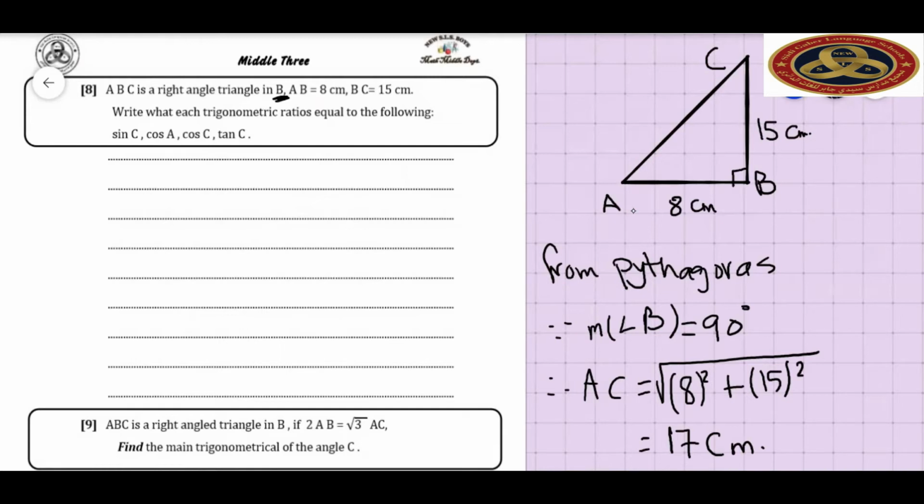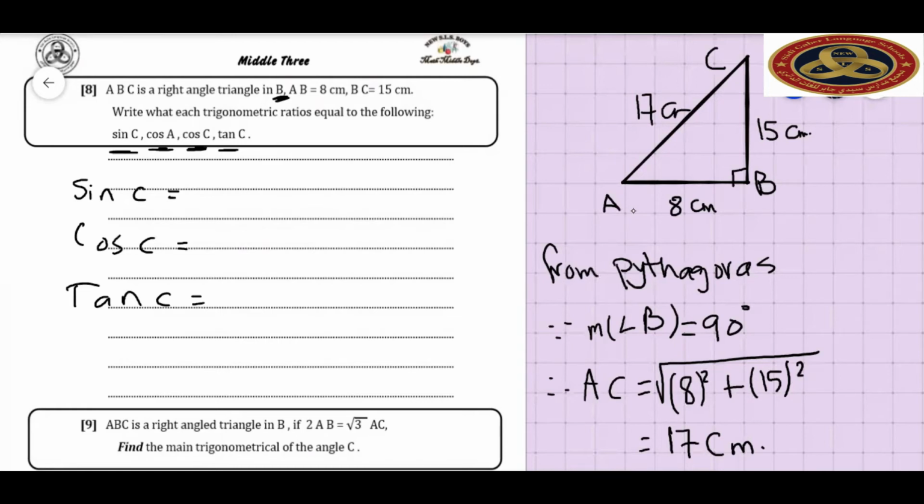He didn't ask me to get the side AC, but I have to get it myself. Then, after I get the side AC, which is 17 centimeters, he asked me to find sine C, cosine A, cosine C and tan C. So we'll take angle C first. He asked me to get sine C and cosine C and tan C.